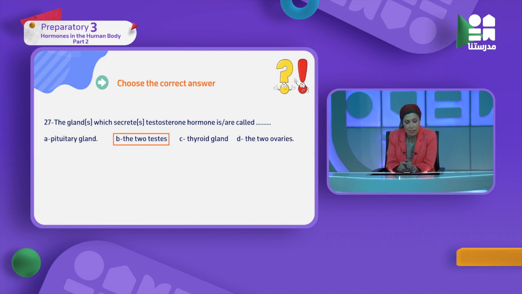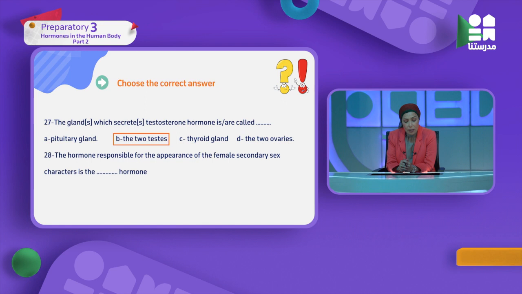The hormone responsible for the appearance of the female secondary sex characteristics is which hormone? Is it parathyroid hormone, or estrogen, insulin, or testosterone? Here I focus on female secondary sex characteristics, so right away it is estrogen hormone.